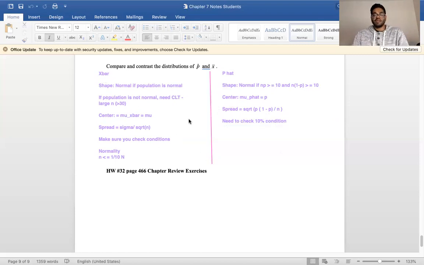So that's the end of these notes. This is all of chapter 7. Like I said, we're going to go through the problems in class and look at some activities. These are just a good little SparkNotes version of the notes.